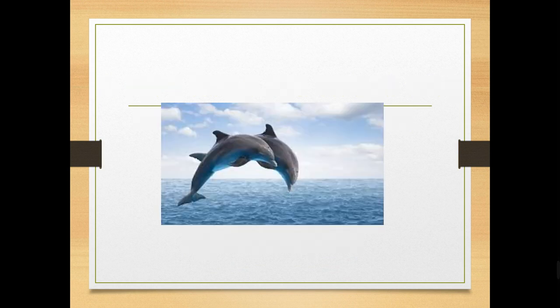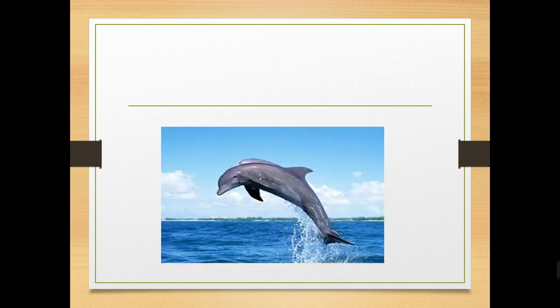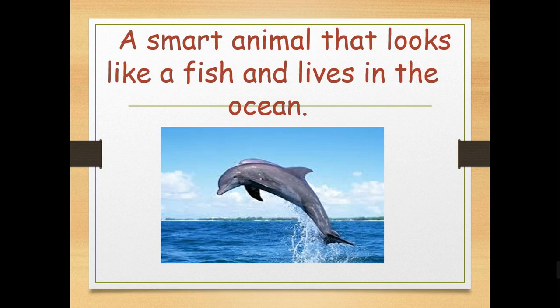Next, the lovely animal that most of you love. It's the dolphin. Yeah, dolphins are friendly animals. Can you see the picture? Yes, it's a smart animal that looks like a fish and lives in the ocean. It looks like a fish, but it's bigger. Sometimes we can go and play with the dolphin, with the ball. It's very friendly. I love it so much.